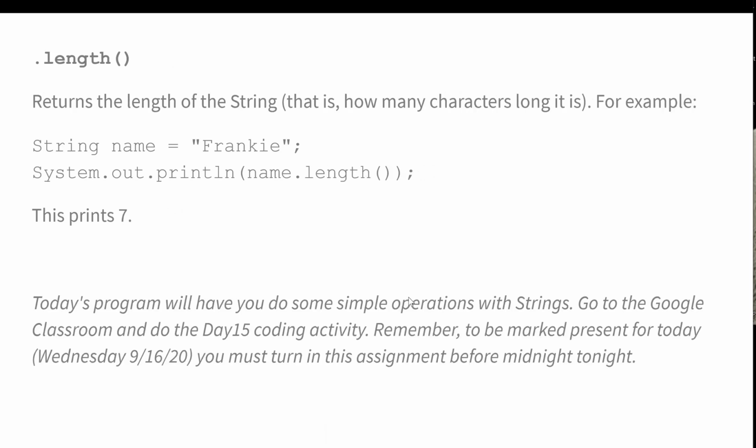The other one I want you to learn today is just dot length, and it tells you how long the string is. How many characters are in it. So in this example, when we print out name.length, we get 7 because there's 7 characters in the name Frankie.